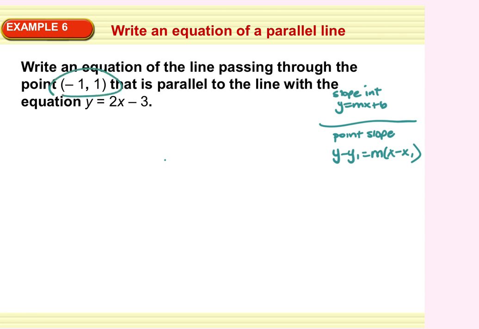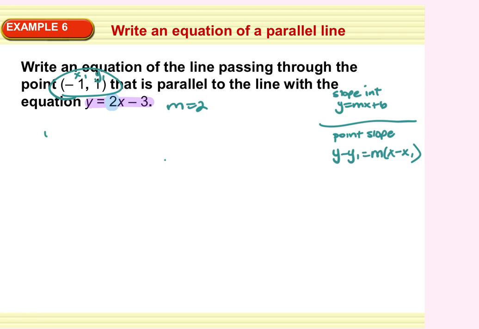So we have the point. This would be our x1, y1, or our x, y. And we have to find out what's the slope of a line parallel to this line. What we need from this line is its slope, which is 2. And the slope of a line that's parallel to it would also be 2. So I'm going to do it with slope-intercept form, and then I'll do it with point-slope.